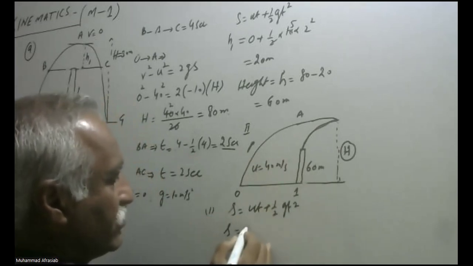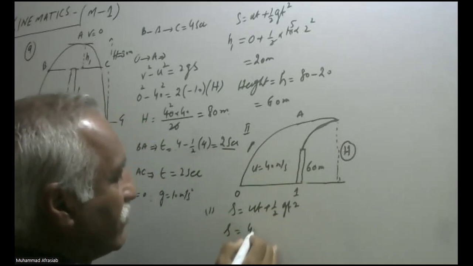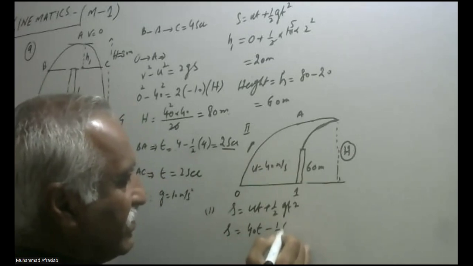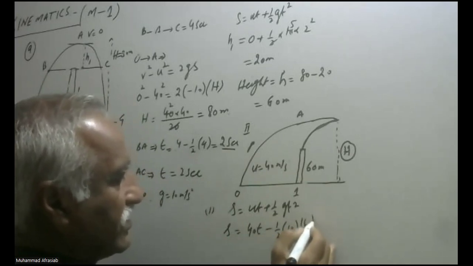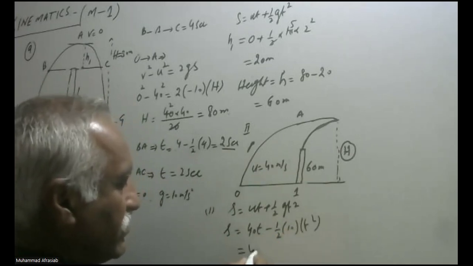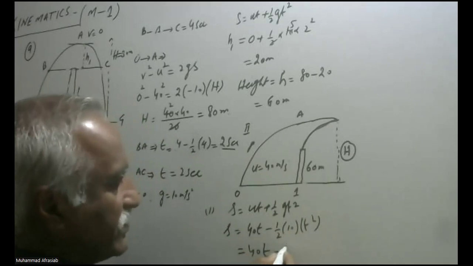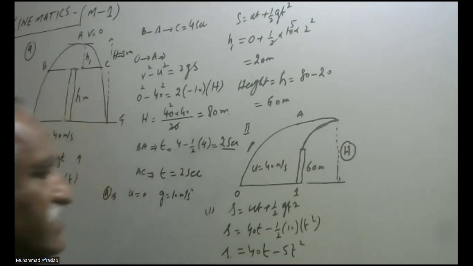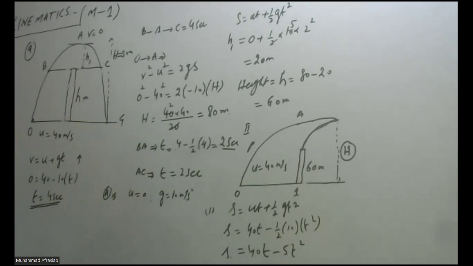So S is equal to 40t minus half into 10 into t square. So this will become 40t minus 5t square, which is the distance traveled by S when it is moving upward and takes t time in that part.